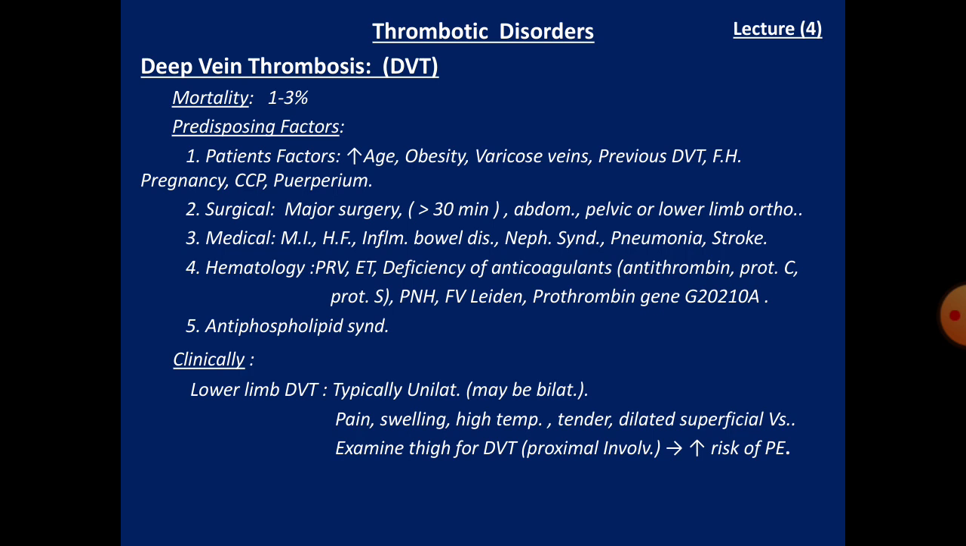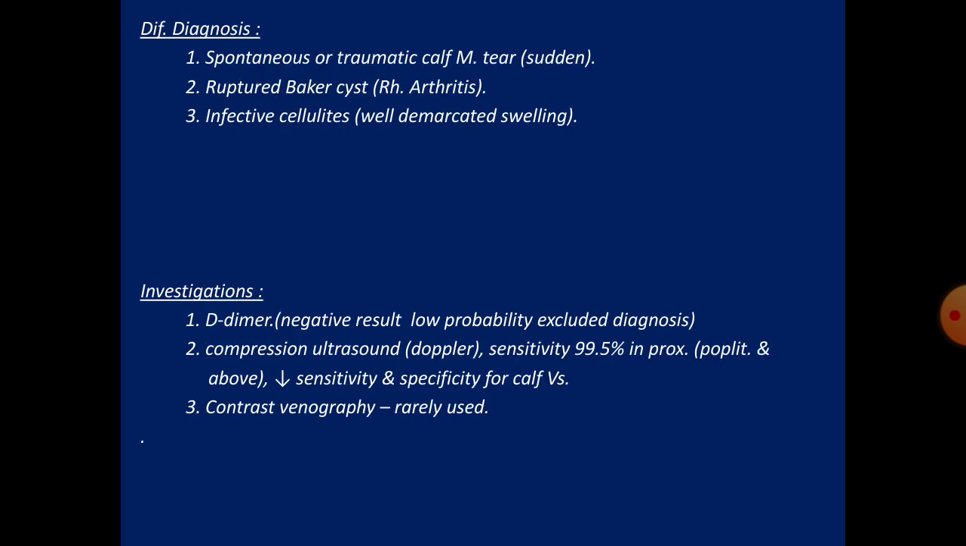And during examination, we find that this patient had deep vein thrombosis, especially those with proximal involvement. These patients have an increased risk of pulmonary embolism. So for the differential diagnosis of deep vein thrombosis, we should keep in mind spontaneous or traumatic calf muscle tear, which causes sudden severe pain in the calf area, ruptured Baker cyst with rheumatoid arthritis, and infective cellulitis.